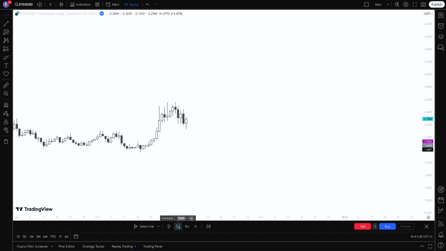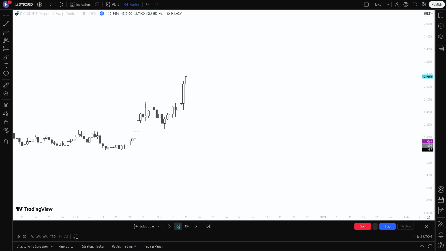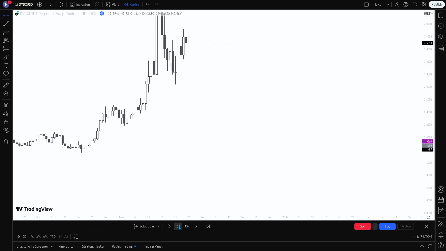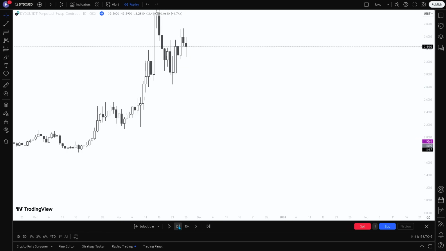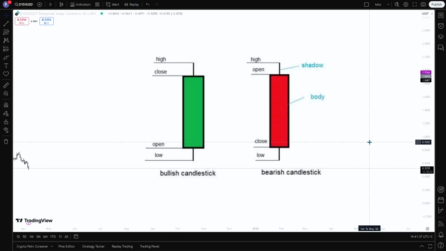Let me give you an example. Imagine we are on a 1-day time frame chart. Every single candle represents what happened in that 1 day. If there's a green candle, we know that during that day the price went up. If there's a red one, it went down. But here's where it gets cool.